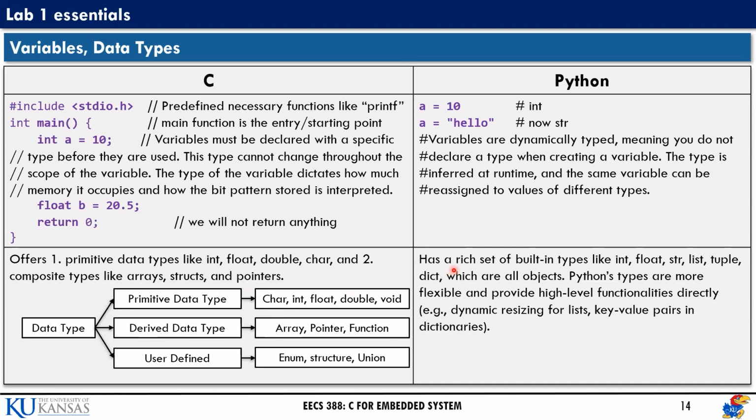On the other hand, Python also has a rich set of built-in types, for example, int, float, string, list, tuple, or dictionary. And to be honest, Python's types are more flexible and provide high-level functionalities directly.